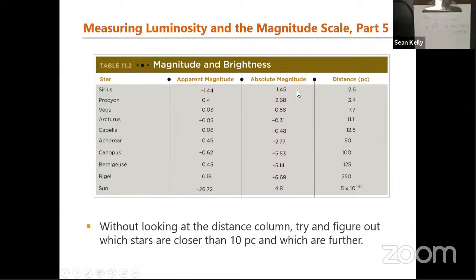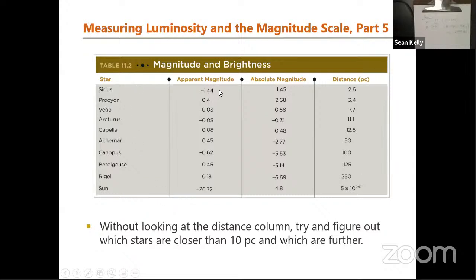Okay, so take a look right here. And here's the sun, right? Look at this, negative 27 and then positive 5, right? Of course it got dimmer because the distance to our sun is so small, right? It's really tiny. It's not even a parsec, right? It's much less than a parsec.